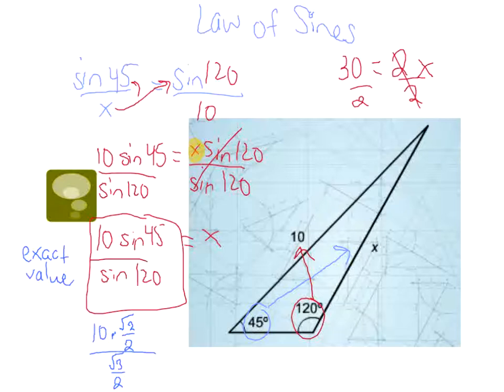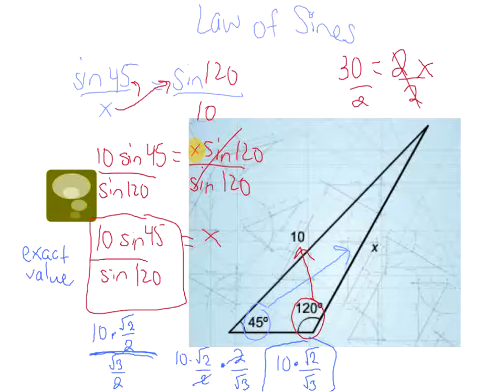We have one last little step to go. I just have to simplify. So I'm going to take this big division bar on the bottom and I'm going to change it to multiply by the reciprocal. So I'm going to multiply that by 2 over root 3. So my 2's are going to cancel. They're going to go away. And I'm going to be left with 10 times root 2 divided by root 3. That would be your exact answer.